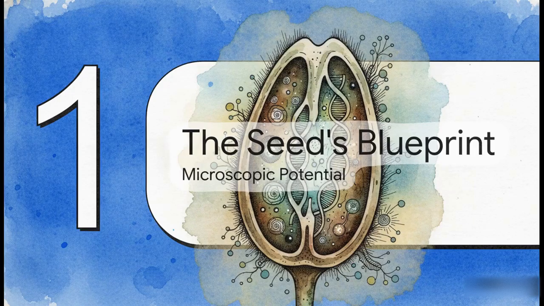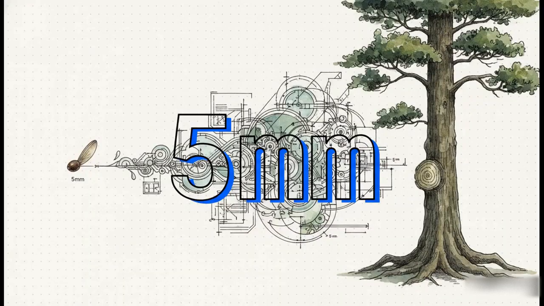So, Section 1. The seed's blueprint. Microscopic potential. Okay, let's dive right into this. We are kicking things off in the microscopic world. Just 5 millimeters. That is the length of your average, everyday pine seed. Just let that scale sink in for a quick second.